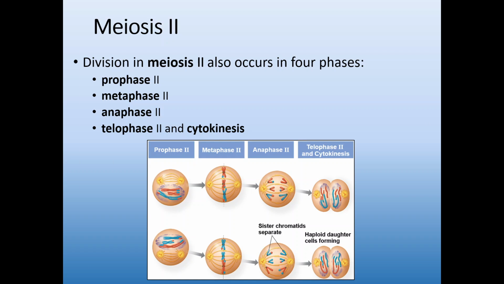Okay. So that's the big difference during meiosis 1, is that we have that crossing over phase. Meiosis 2, like I said, exact same set of phases, and then we just add 2 to all of them.